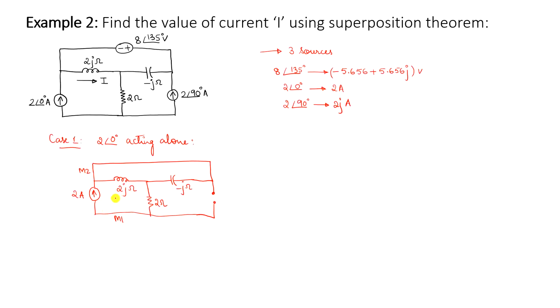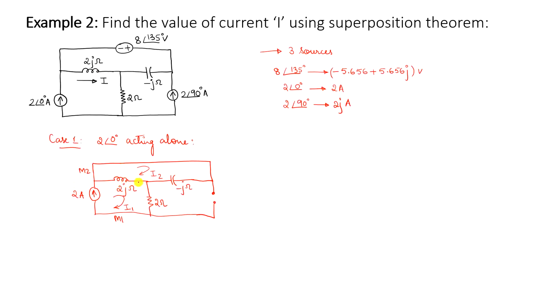So let me denote the current that flows across this as I1 and this current as I2. So use mesh analysis and compute. Now in the question they have specified you to find out the current I, and they have marked where the current I flows. So it is this current that flows.